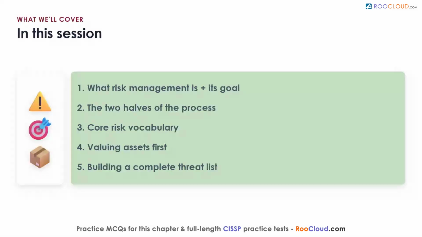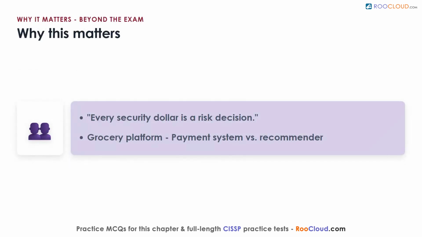We'll answer several questions. What is risk management, and what is its real goal? What are the two halves of the process? What do all the core risk terms actually mean? Why must you value your assets first? And how do you build a complete list of threats? Why does this matter beyond the exam?